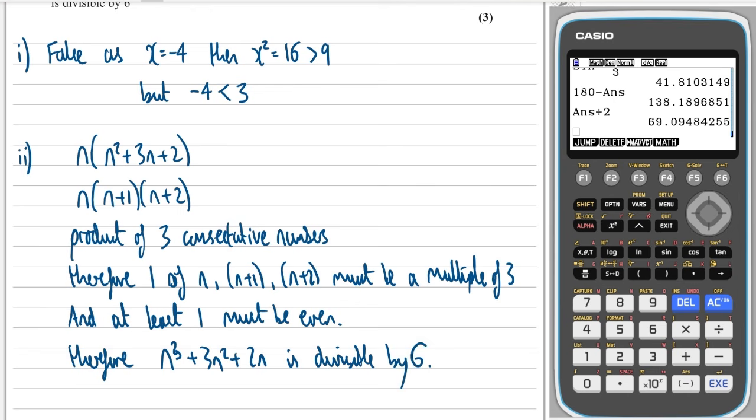by 6. And essentially what that means is, because we have a multiple of 3 and we've also got a multiple of 2, when I multiply a multiple of 3 by a multiple of 2, it will give me a multiple of 6. So therefore it will be divisible by 6. And that's proved.